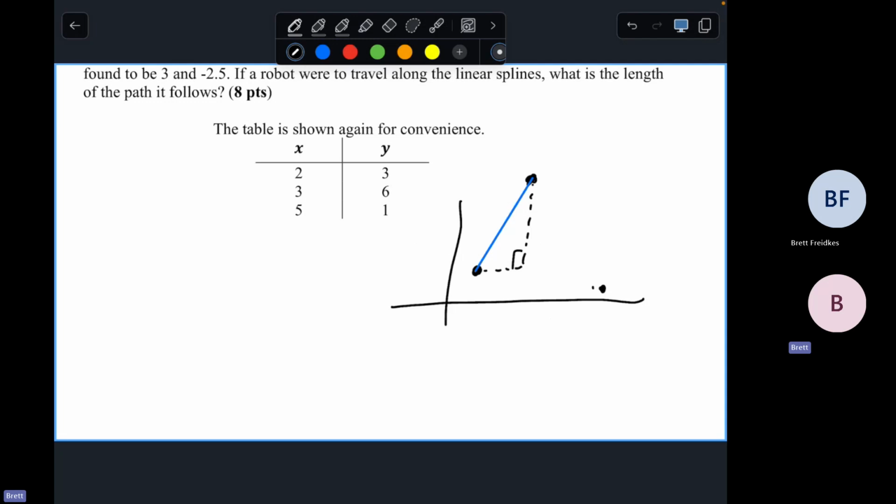What's the distance in x? That's 1. What's the distance in y? 3. So what's the blue? That's going to be the square root of 1 squared plus 3 squared. That's the square root of 10.